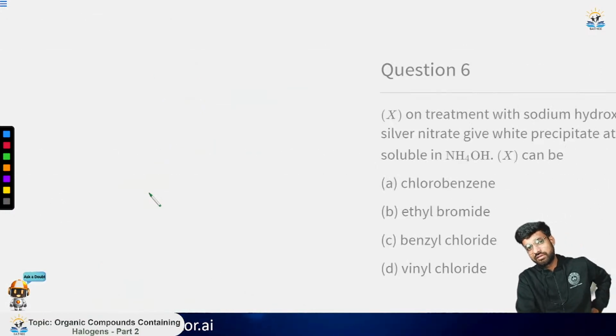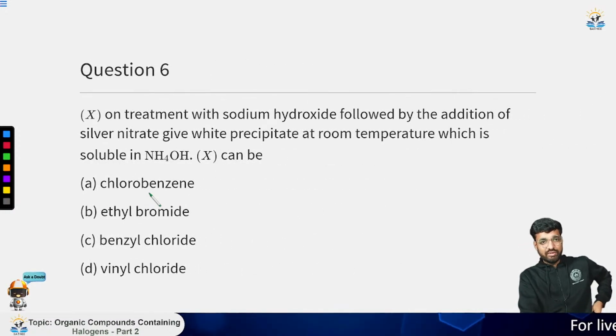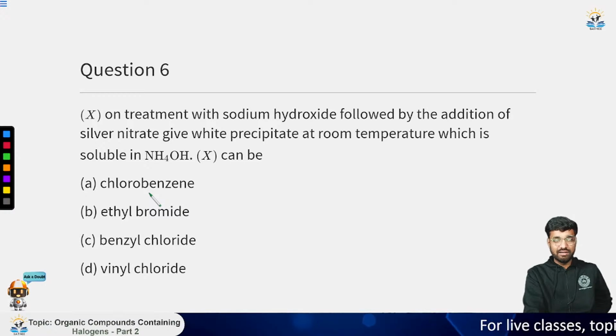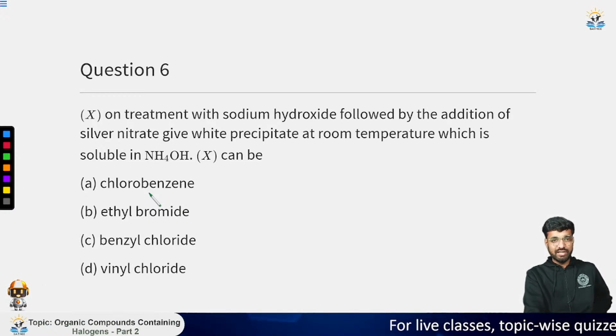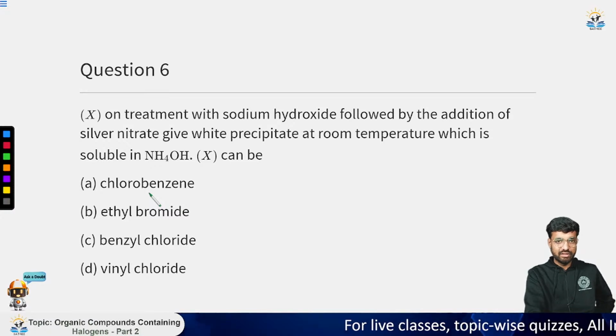So this is the 6th question that we are having. We are treating this X with sodium hydroxide followed by the addition of silver nitrate, which gives a white precipitate at room temperature. Which of these is soluble in NH4OH? These are the options.